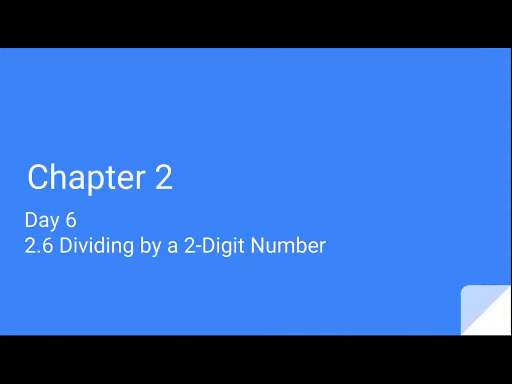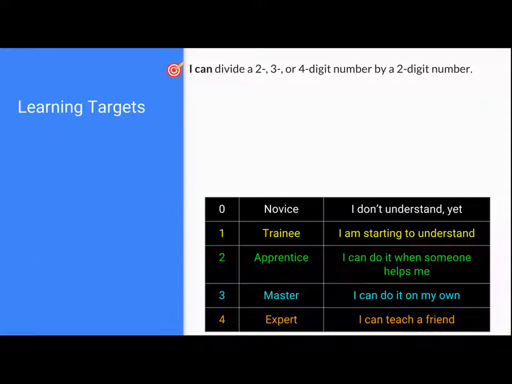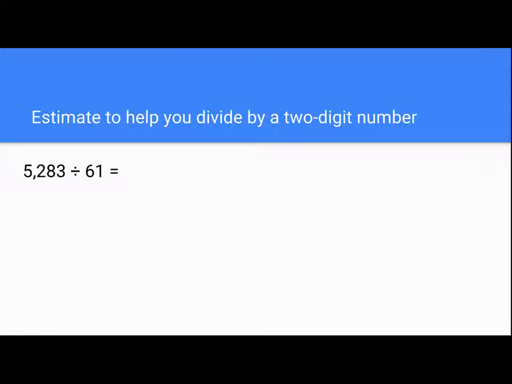Welcome back, mathematicians. Tonight we are going to be dividing by a two-digit number. So, can you divide a 2, 3, or 4-digit number by a two-digit number? Let's practice. Let's use estimation to help us divide by a two-digit number. So 5,283 divided by 61.